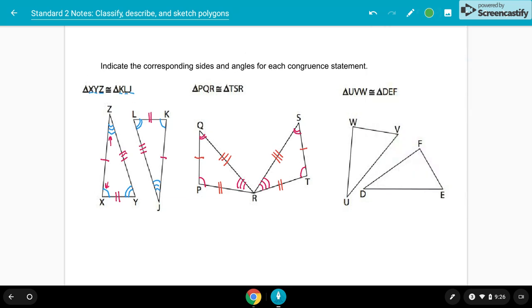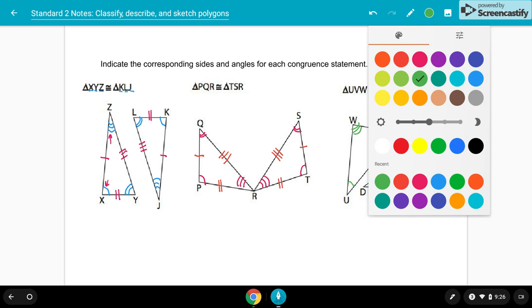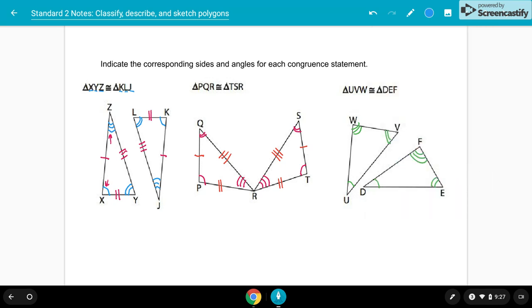Next, we're going to go over to UVW and DEF. Oops. So angle U is congruent with angle D. V goes with E, and W goes with F. So the sides that are congruent, I see that WV is congruent to FE, UW and DF, and UV and DE.